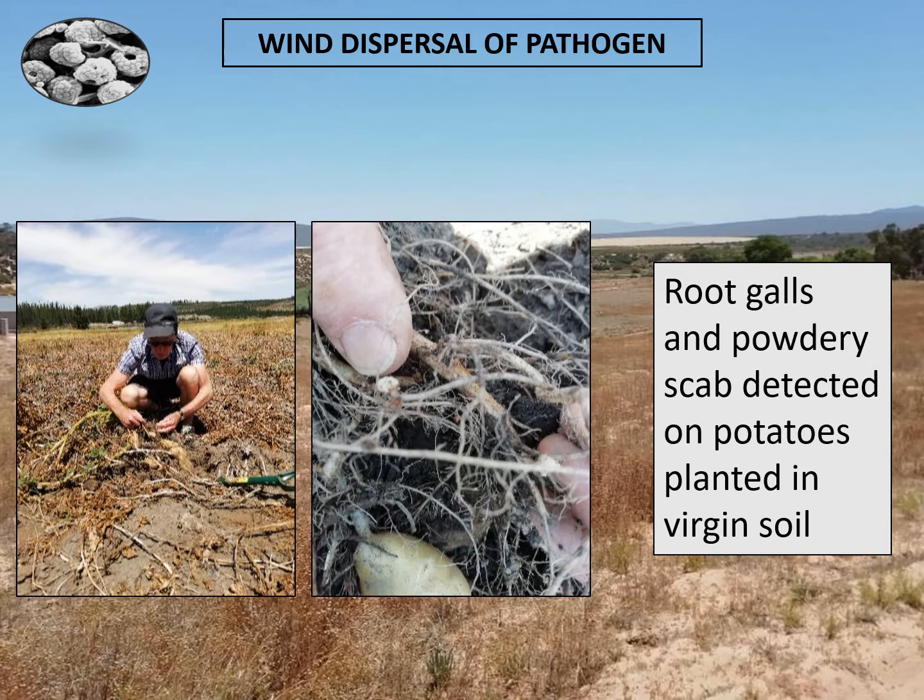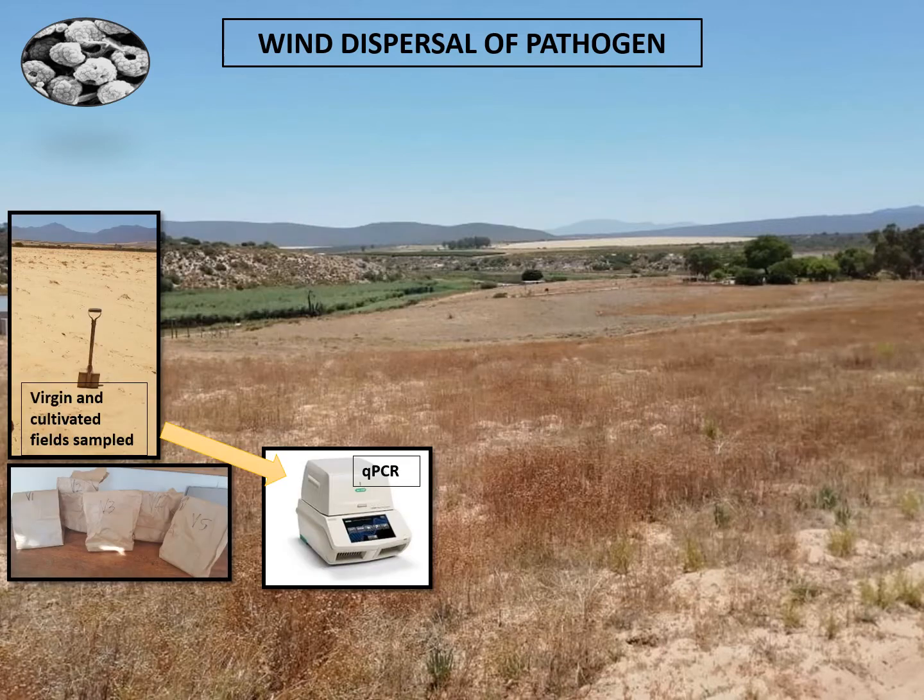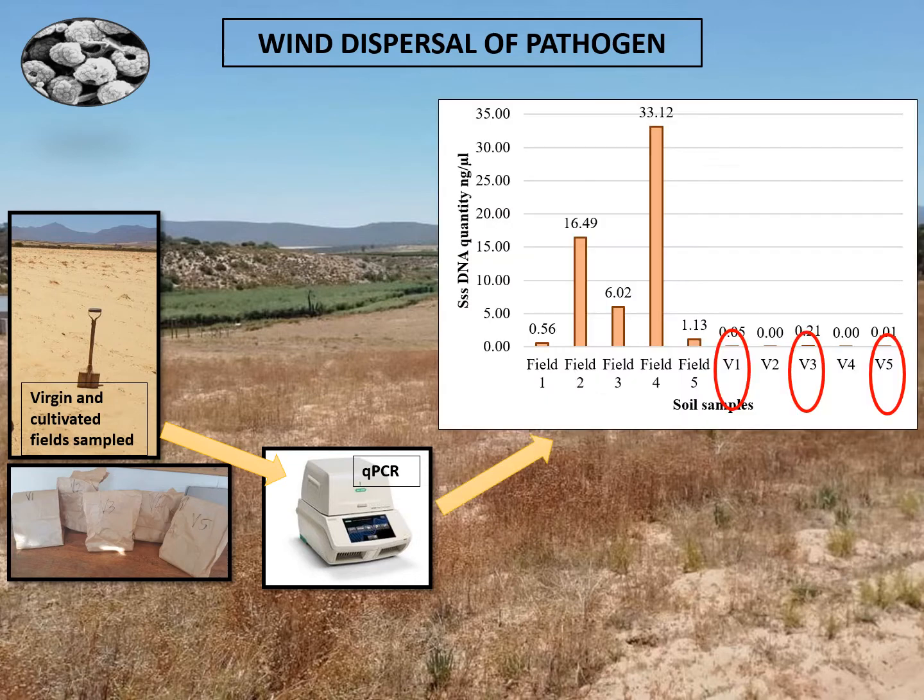So the question arose whether the pathogen is actually spread by wind. We did some brief studies having a look at concentrations of the pathogen in virgin soil versus cultivated fields. And what we found was that in virgin soil, although the concentrations were low, we were able to detect Spongospora.